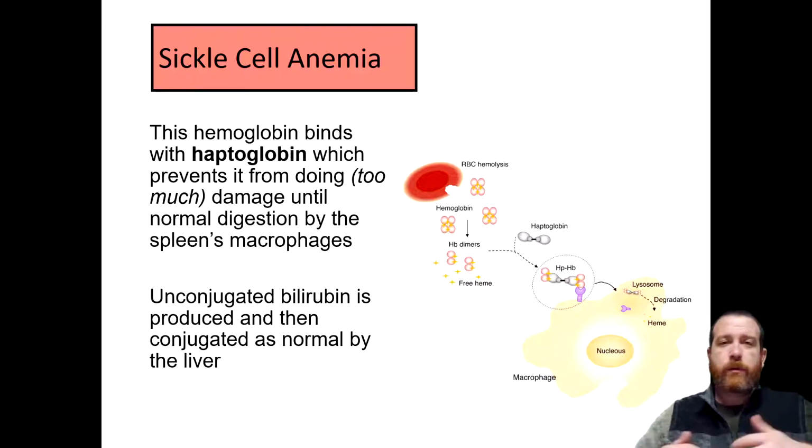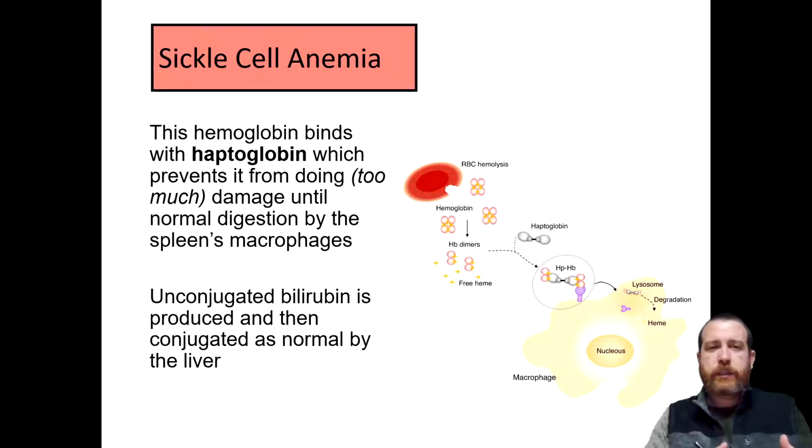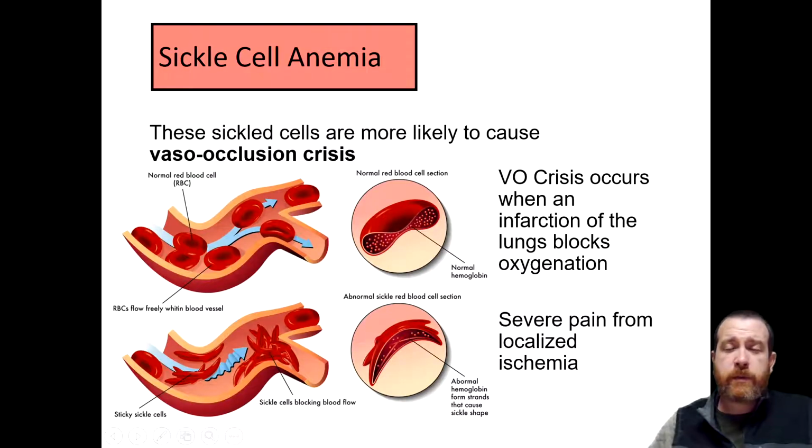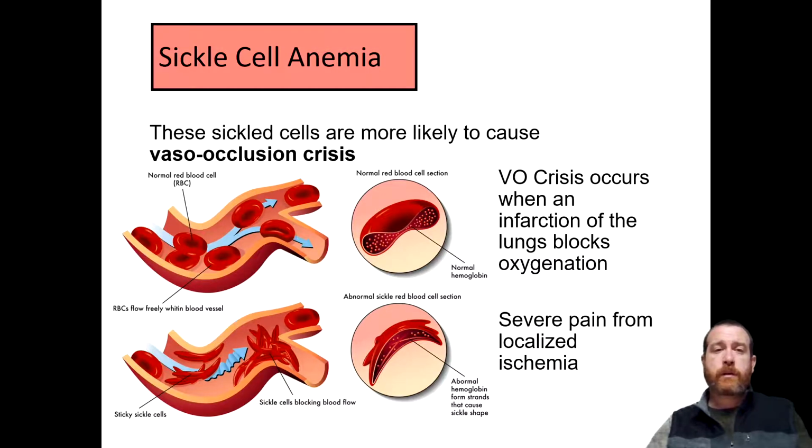Then it undergoes the normal step-by-step process, right? The hemoglobin is then digested, eventually into unconjugated and then conjugated bilirubin, and then excreted either in the feces, urine, or in bile, right? That's how things are supposed to go. If we have sickle cell anemia occurring, well, all of a sudden, way more of this is occurring.